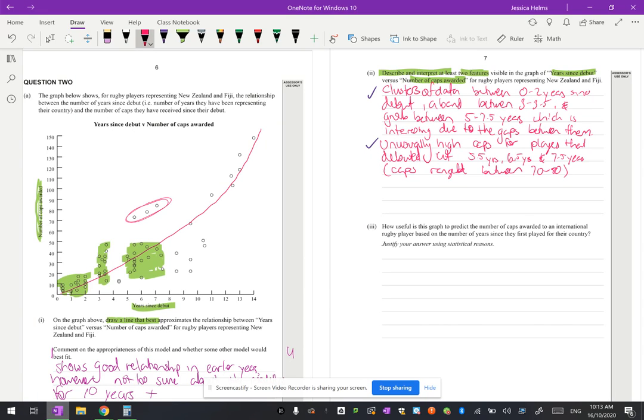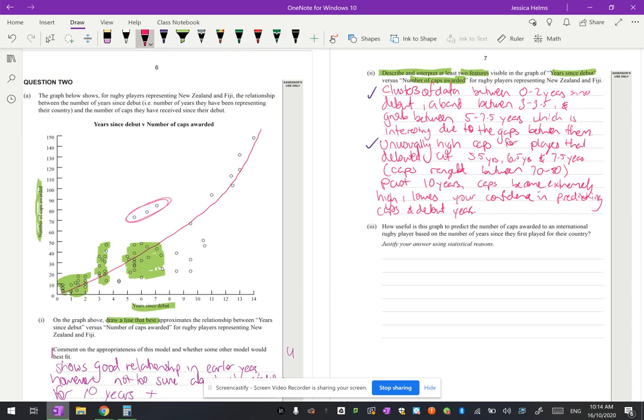Another thing that you might want to talk about here is these really high ones. So past 10 years, the caps become extremely high, which lowers your confidence in predictions. Sort of that relationship there.